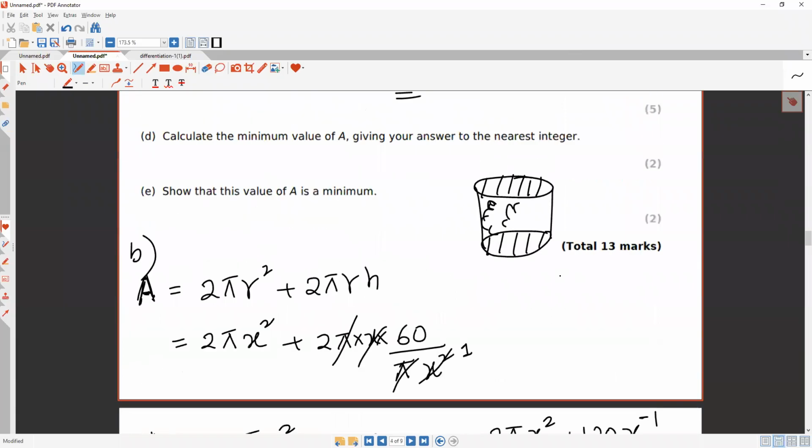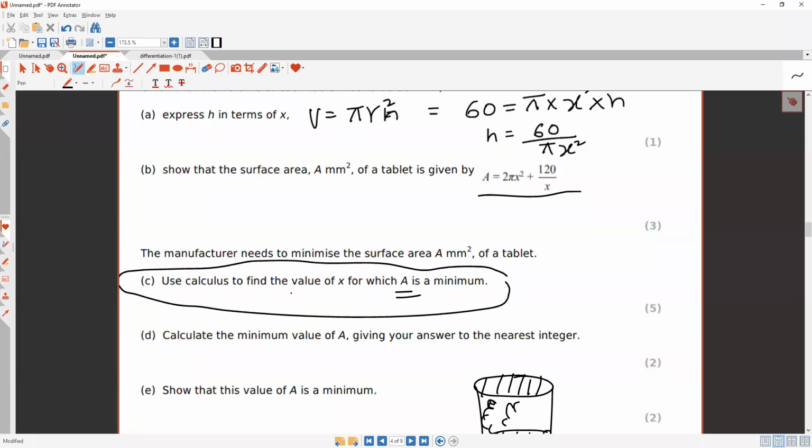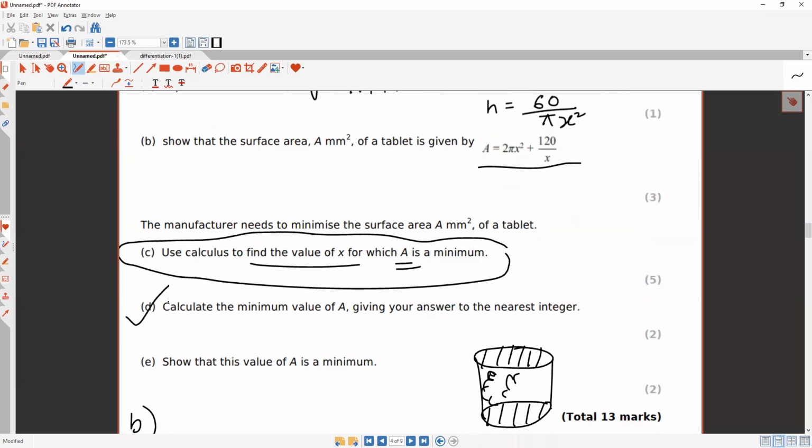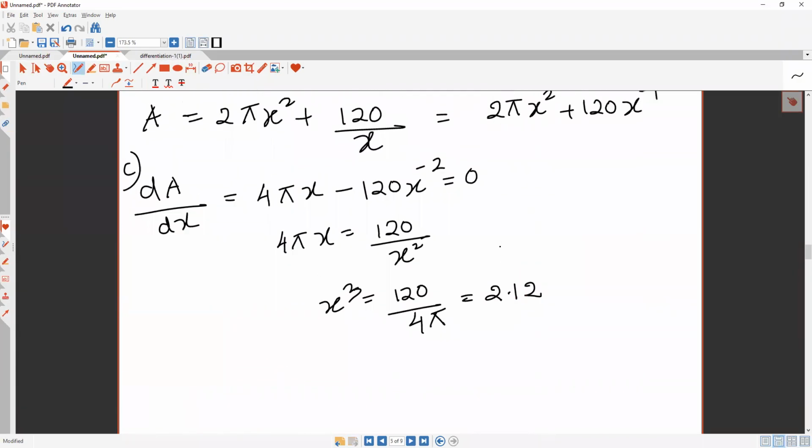Okay, so 2.12 is the answer. Now let's go to the D part. Calculate the minimum value of A. They told you to only find the value of x, which we did. Now they are saying to find the value of A. So for that, you have to take the main equation and substitute 2.12 over there. That's it. So that is 2 pi into 2.12 plus 120 divided by 2.12.